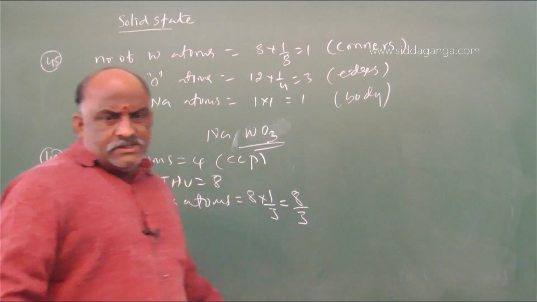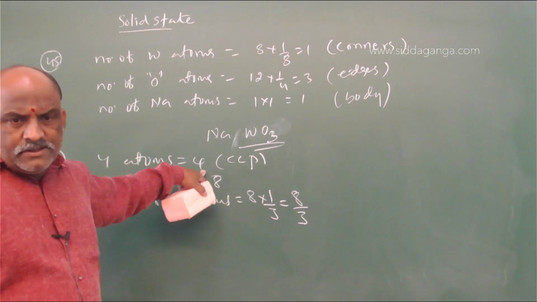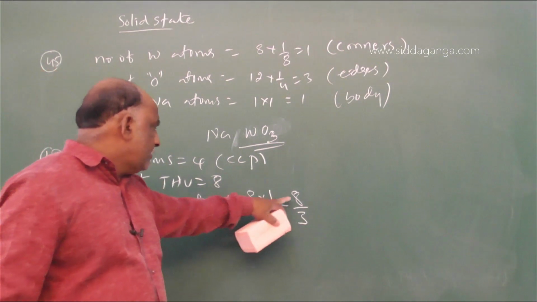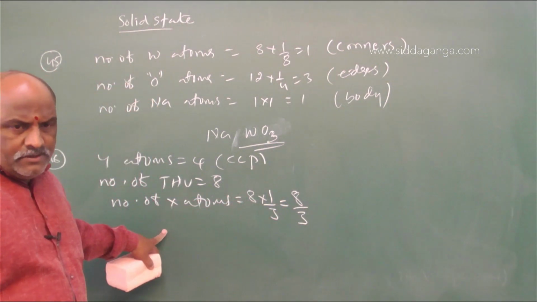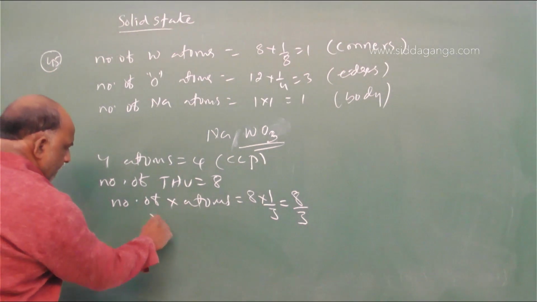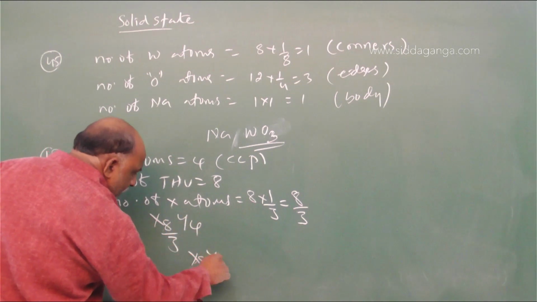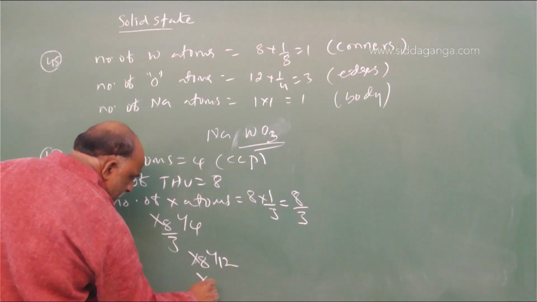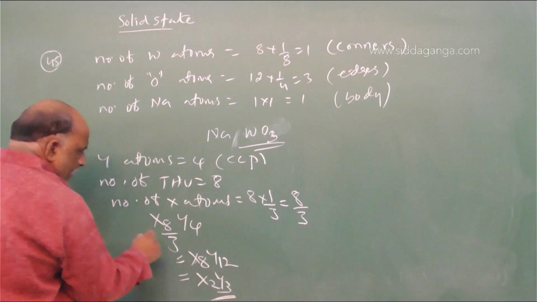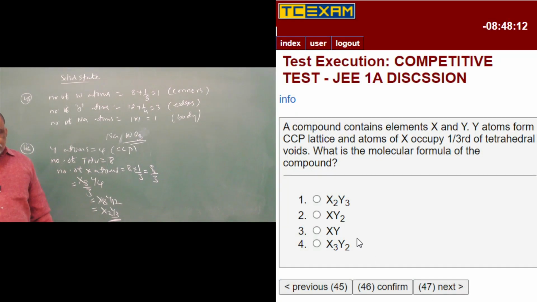Y atoms form a CCP lattice. Number of Y atoms is 4. X atoms occupy 1/3 of the tetrahedral voids. Number of X atoms is 8 into 1/3, 8 by 3. X is equal to 8 by 3, Y is equal to 4. X8, Y12, so dividing by 4 it is X2, Y3. So this is the answer: X2Y3.